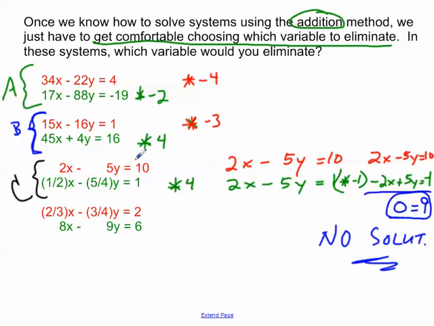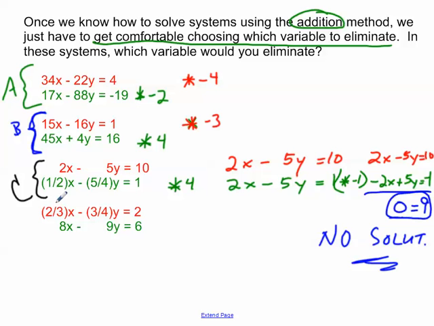Let's see, 2x minus 5y equals 10. Sorry, positive 10. I'm going to double check that. I didn't modify that, but I did modify the green one by multiplying by 4. 1/2 times 4 is 2. Negative 5/4 times 4 is negative 5. y equals 1. Sounds good.